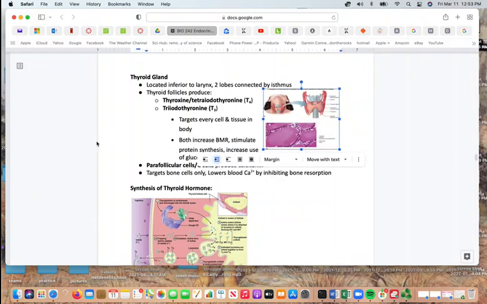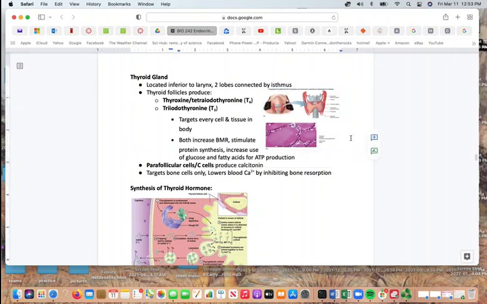So it's located inferior to the larynx, and the two lobes of it are connected by the isthmus. So there's a little isthmus there. You've got the thyroid follicles that are going to produce thyroxine or tetraiodothyroxine. That one is commonly called T4, and T3 triiodothyroxine. So T4 has 4 iodines on it, T3 has 3 iodines on it. That's where the number names come from.